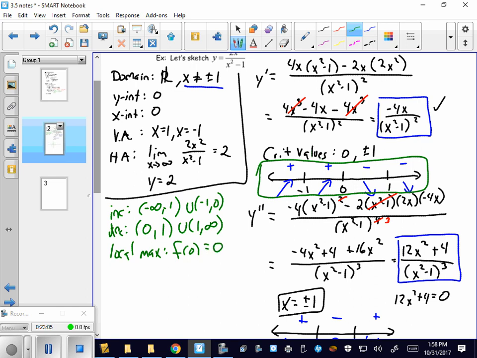If not, plug it back into your original function. You get 0 over negative 1, which is 0. And I'll just list it just to make sure we state it. Local min, there is none, or it doesn't exist.